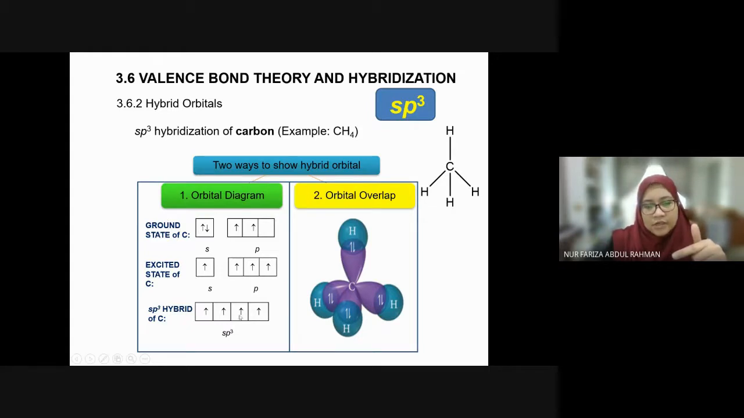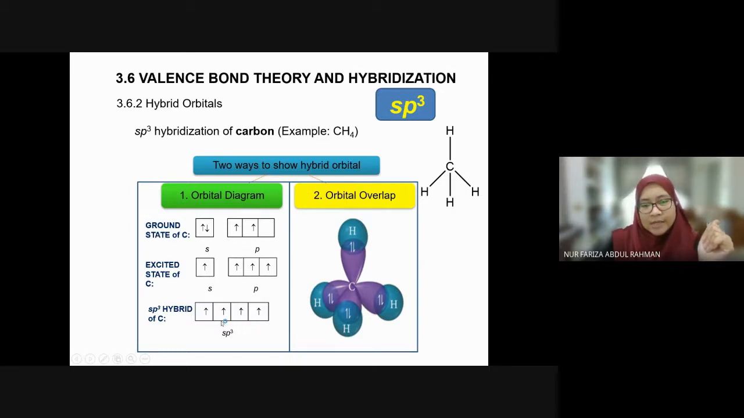This is how sp3 hybrid orbitals look like. We are going to start from the ground state, and then the excited state, and then combine. The s and p will be hybridized and form an sp3. Can you see? All of them are unpaired.